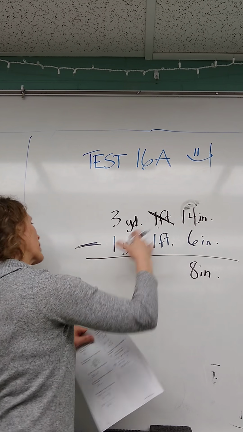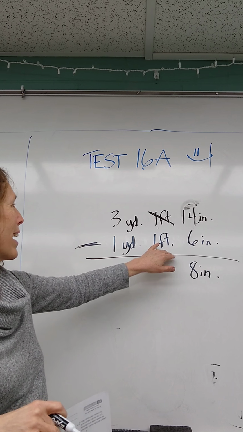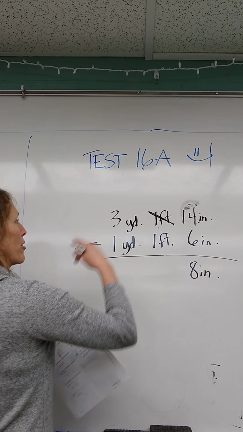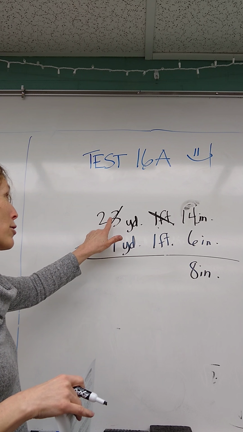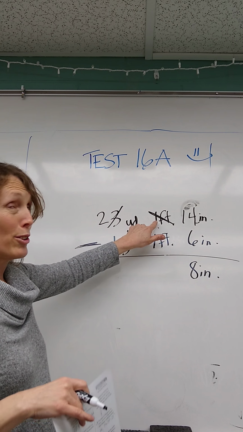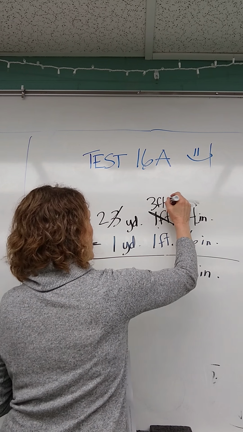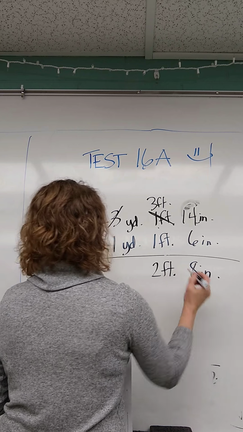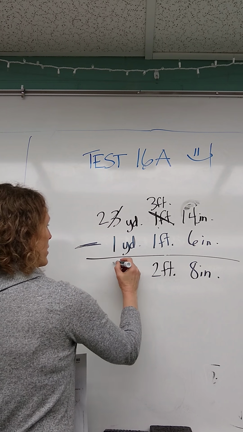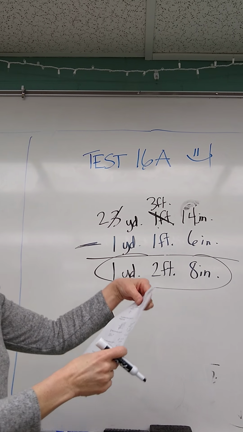Okay, now I have a problem because I have 0 feet minus 1 foot. I mean, we can't really do that. So I'm going to borrow from here. I'm going to cross out one of the yards. It becomes 2. But since 1 yard is actually equal to how many feet? 3 feet. 3 feet minus 1 foot is 2 feet. 2 yards minus 1 yard, 1 yard. And so that is my answer: 1 yard, 2 feet, 8 inches.